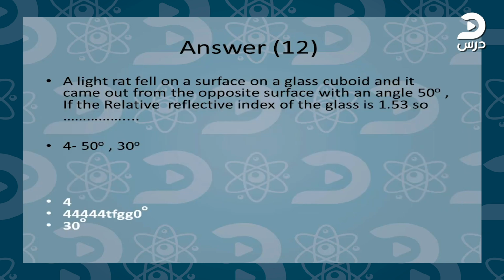What is the answer? The ray falls on the surface of the glass cuboid and comes out from the opposite surface. The answer: since the refractive index is 1.53, the angles are 50 and 30.